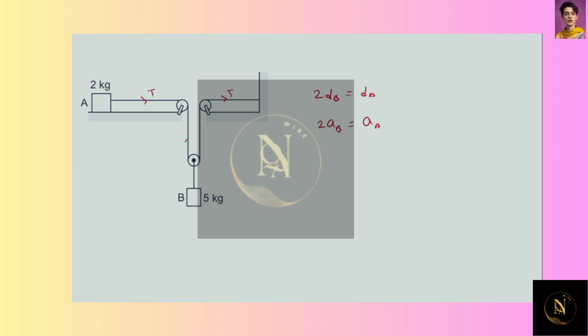Same here and also here. Tension in this segment will be 2 times T due to the vector sum of these two vectors. Now if we make a free body diagram of each block, then we find this is B, and downward it is 5 kg, so the weight is 5 kg times G, and upward the tension is 2T.